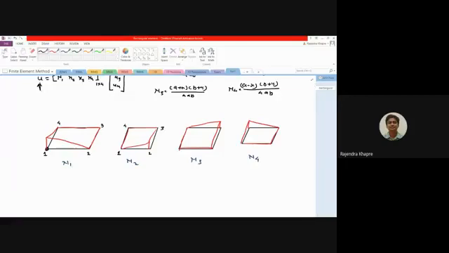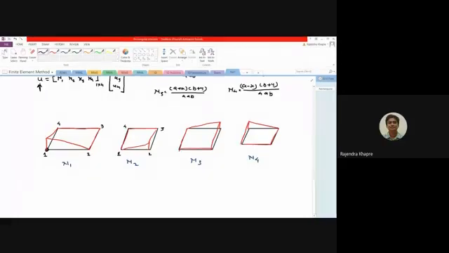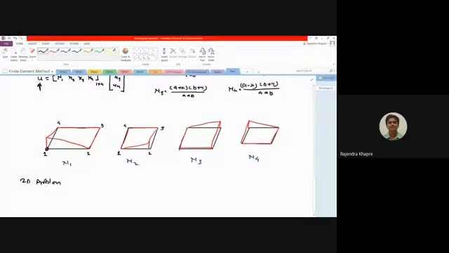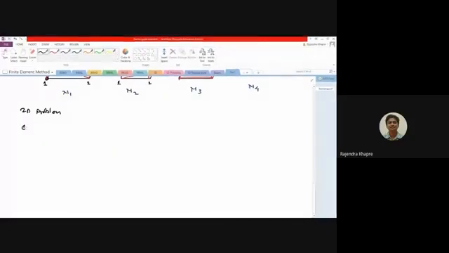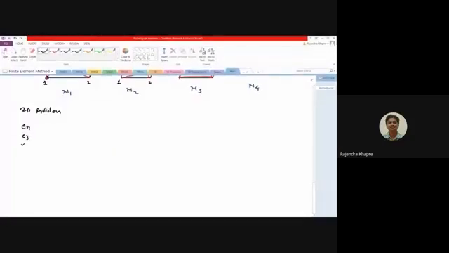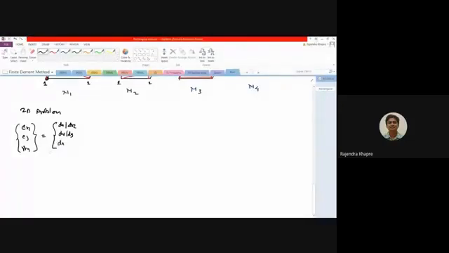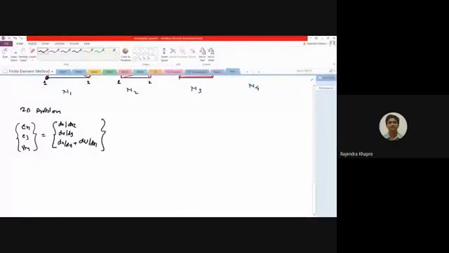Generally this is a 2D problem. For a 2D problem we have three things: epsilon x, epsilon y, and gamma xy. In case of the axisymmetric case, we will also have epsilon theta. Generally, epsilon x is nothing but du by dx, epsilon y is nothing but dv by dy, and gamma xy is nothing but du by dy plus dv by dx.